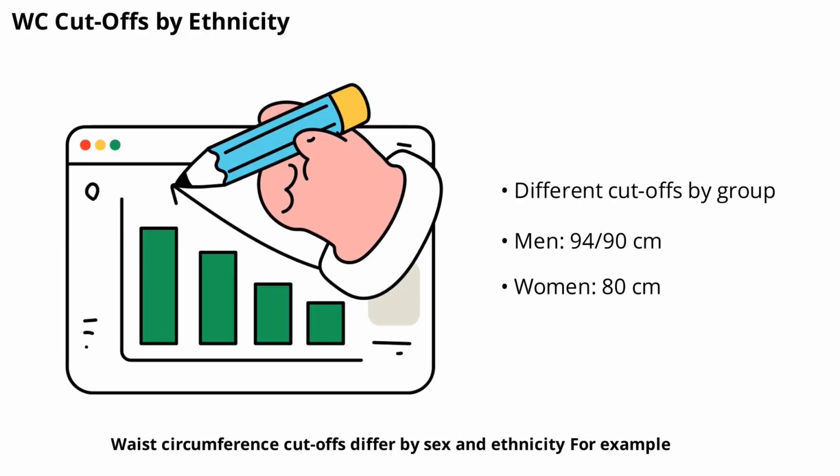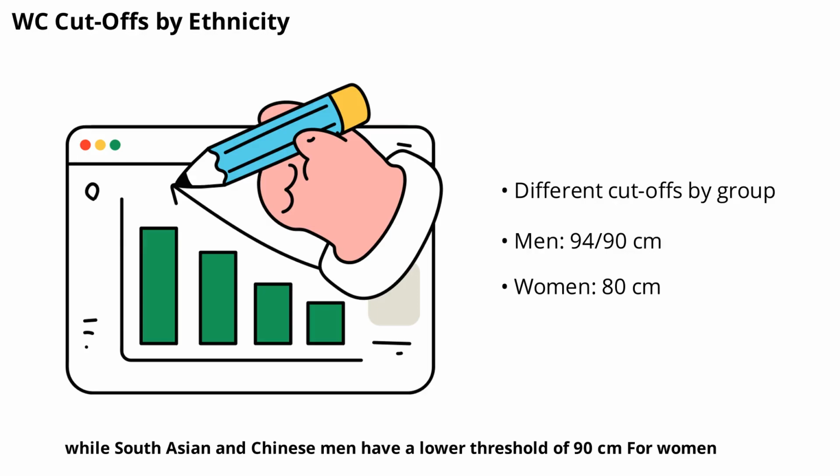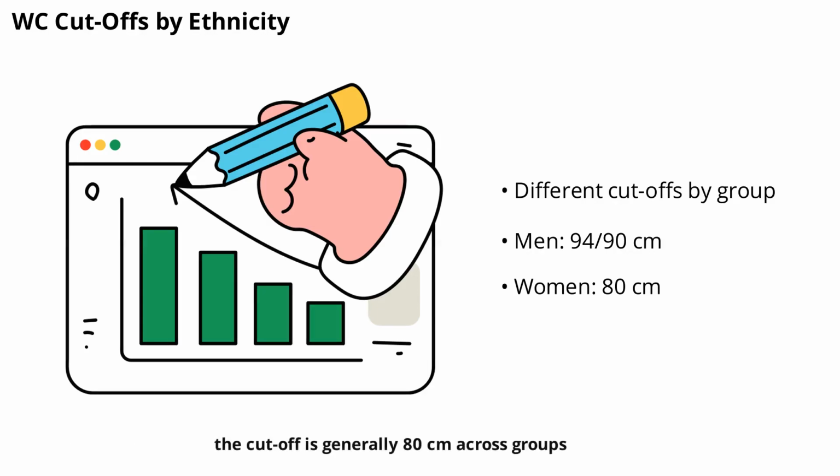For example, Europid men are at increased risk if WC exceeds 94 cm, while South Asian and Chinese men have a lower threshold of 90 cm. For women, the cutoff is generally 80 cm across groups. These cutoffs help identify those at higher risk for metabolic syndrome and related diseases.